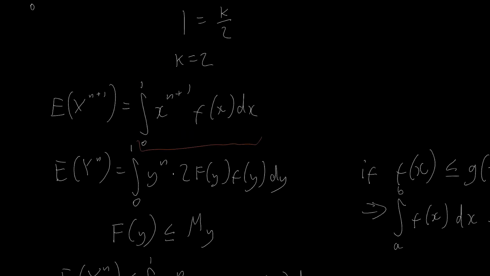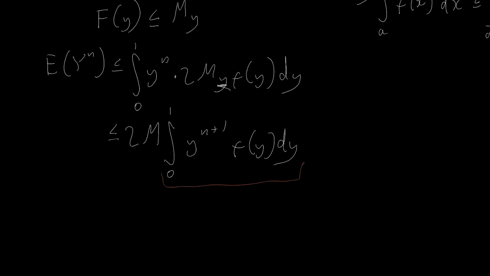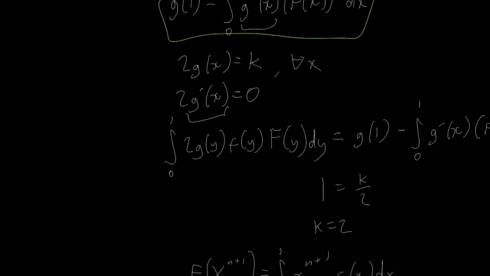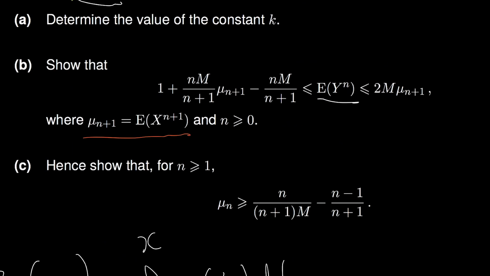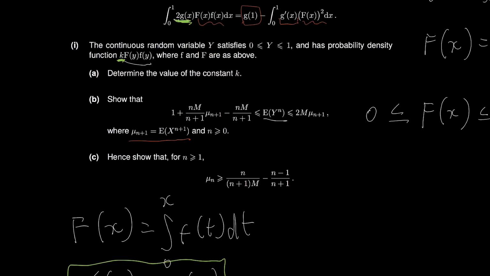So the only difference here is that we have an x instead of a y. As we said, this variable does not matter because we are integrating between bounds. We can put whatever variable we want because it's just a dummy variable. So this here is just equal to E[X^(n+1)]. And we were given some sort of variable for that. Where is it? Yeah, mu_{n+1} equals E[X^(n+1)].